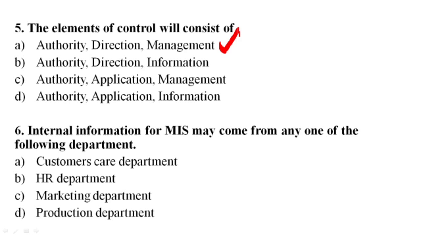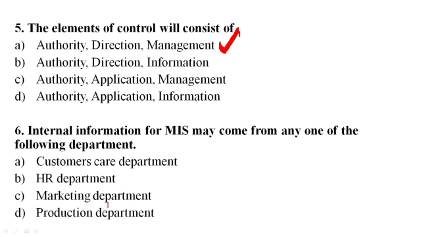Internal information for MIS may come from any one of the following departments. Options are A, customer care department, B, HR department, C, marketing department, D, production department. So the right option is customer care department. It will collect the internal information which comes through various platforms through the customer care department. So the right option is A, customer care department. Next we'll go to the seventh question.